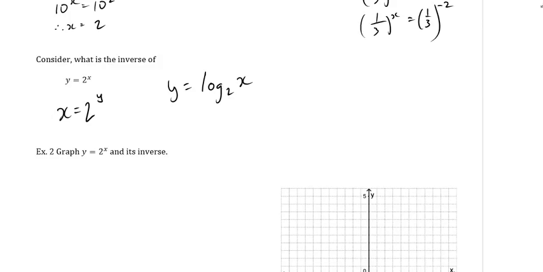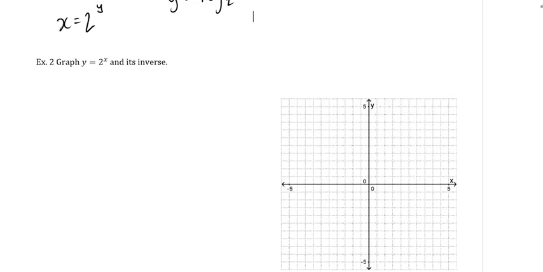And then the other thing is, when we graph it, what does the inverse look like graphically? Lots of different ways to think about this. There's a particular reflection that happens, but then also you can interchange the x's and y's of the coordinates, and that will give us the inverse. So let's graph y equals 2 to the x. Do you remember how to do this from grade 11? We haven't done a lot of graphing exponential functions.